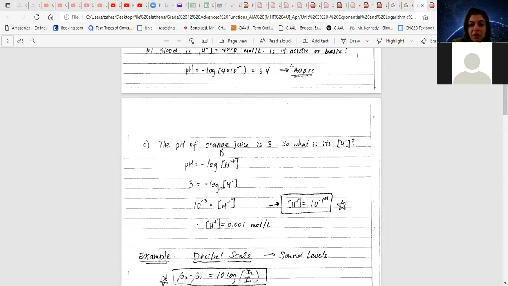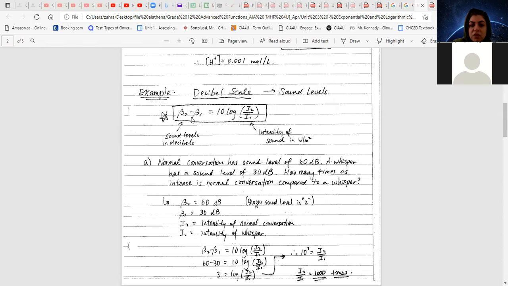So the next one is the pH of the orange juice is 3. So what is the concentration? Now the pH is given to you, and you're looking for the concentration. For the units of pH, you put 3. Now you need to turn the logarithm into an exponent. So first bring this negative here. Then you know how to turn the logarithm into the exponent, right? So the base here is 10, so 10 to the power of negative 3 will give you the concentration of the H+. Concentration of the hydrogen is 10 power negative 3. Okay.